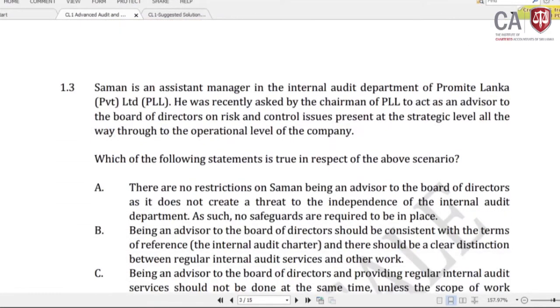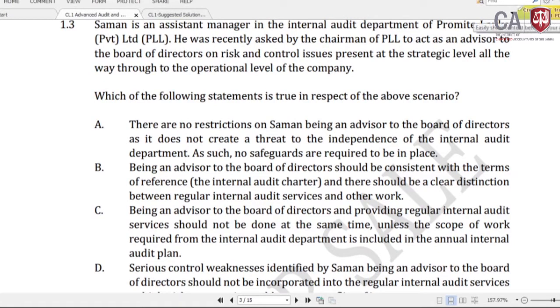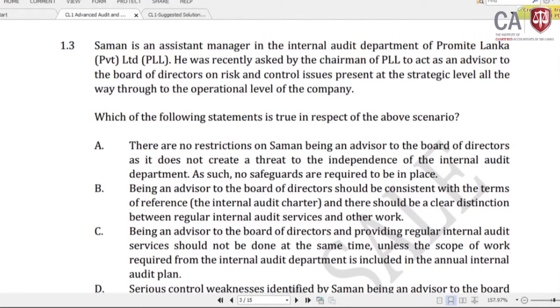If you go to the next question, 1.3. So 1.3 is from internal auditing, chapter number 20 of your syllabus, one of the large areas, with 5% of the syllabus weightage. Saman is an assistant manager in the internal audit department of Pramit Lanka Private Limited. He was recently asked by the chairman of PLL to act as an advisor to the board of directors on risk and control issues present at the strategic level all the way through to the operational level of the company. Which of the following statements is true in respect of the above scenario?